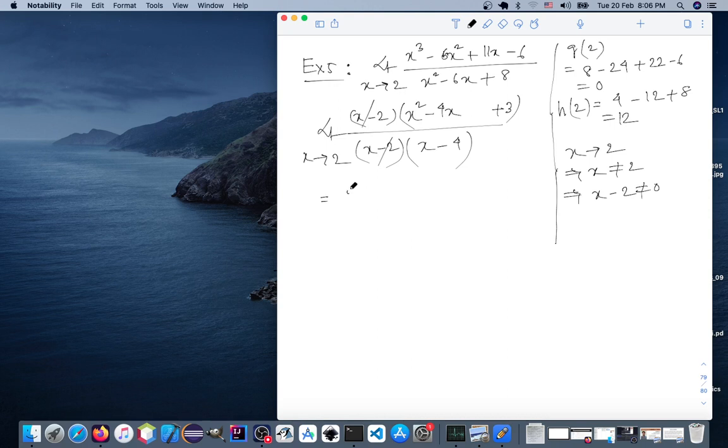So we get 2 square minus 4 into 2 plus 3, divided by 2 minus 4. This is 4 minus 8 plus 3, divided by minus 2. This is minus 1 by minus 2, which is minus 1 half.